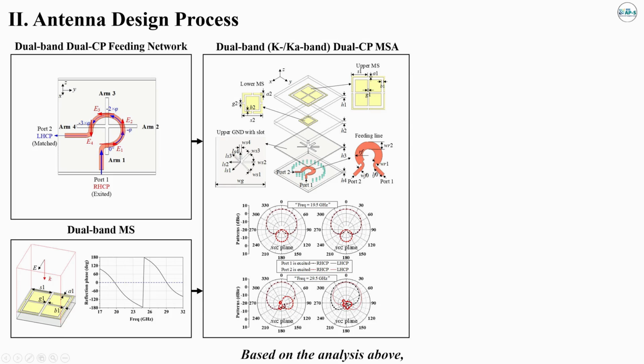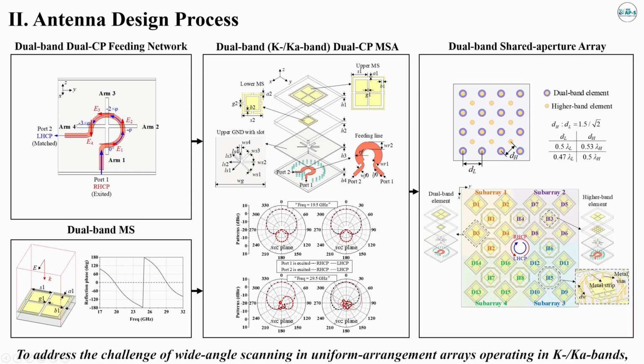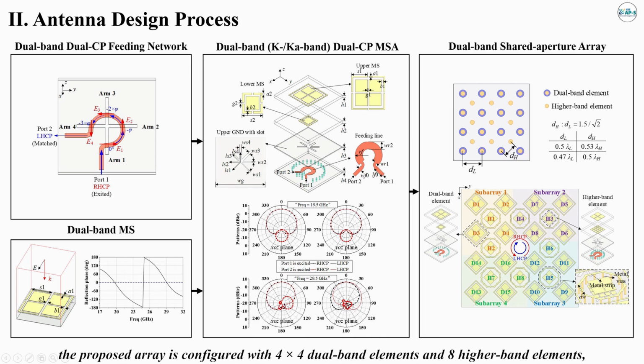Based on the analysis above, a dual-band dual CP antenna is realized using a dual-band metasurface radiator. To address the challenge of wide-angle scanning in uniform arrangement arrays operating in K and Ka bands, the proposed array is configured with 4x4 dual-band elements and 8 higher-band elements, both sharing the same feeding mechanism and lamination stack-up for planar integration. Additionally, sequential rotation is applied to subarrays to suppress cross-polarization.